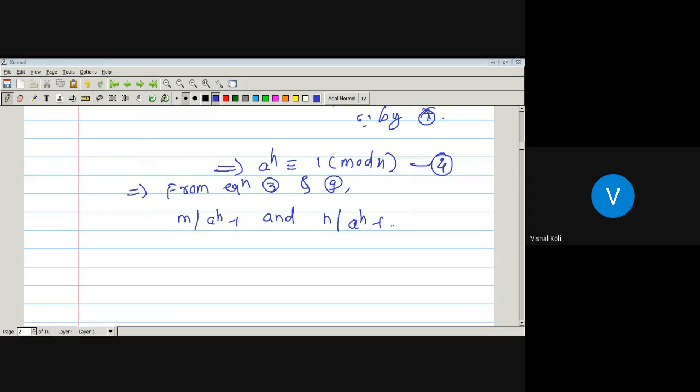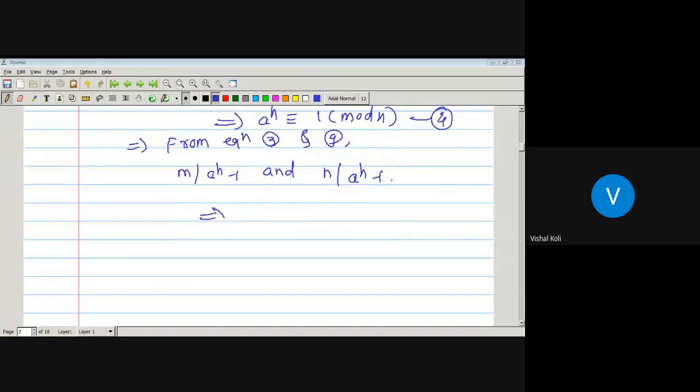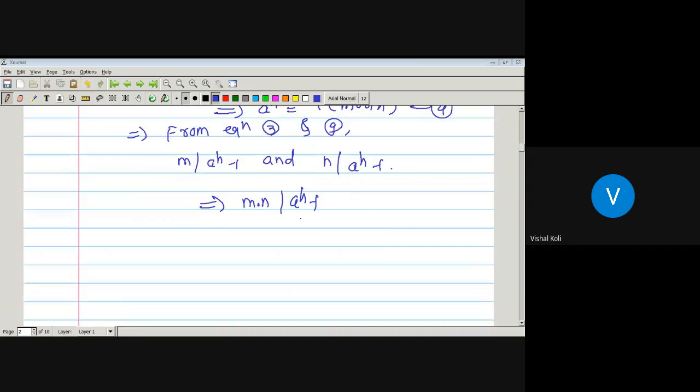But we have been given that the integers m and n are relatively prime, and we know one property: if a and b are two integers which are relatively prime, and a divides c and b divides c, then a into b must divide c. As here m divides a to the power h minus 1, n divides a to the power h minus 1, and m, n are relatively prime, which implies m into n also divides a to the power h minus 1. Now again using the definition of congruence, a to the power h is congruent to 1 modulo mn.